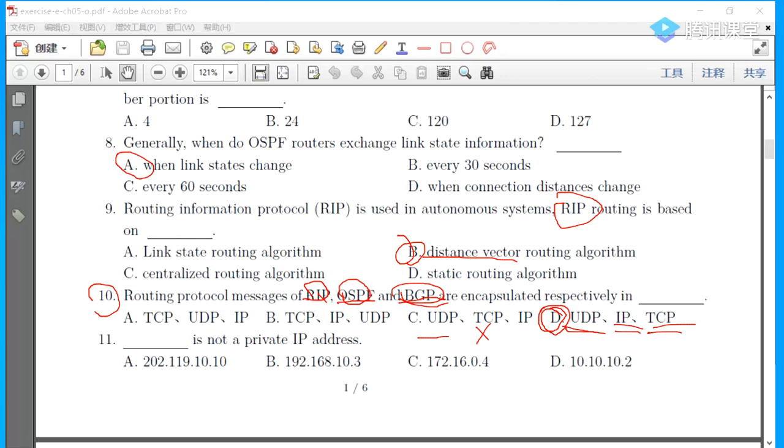Then question 11. Which one is not a private IP address? The answer is A. 192.168 is private. This is a private prefix.